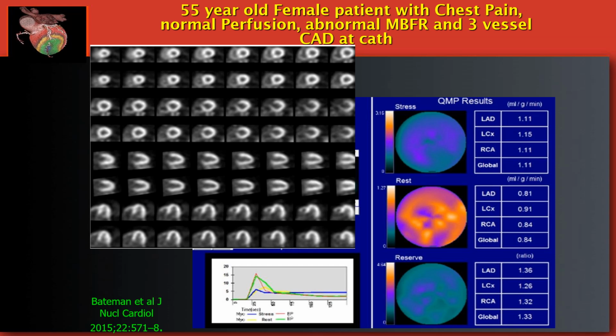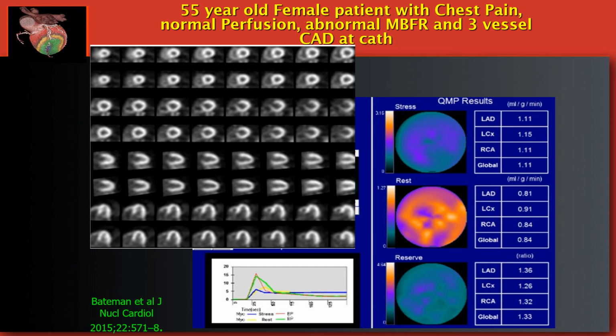You go over to the blood flow here, and the stress blood flow reserve numbers are reduced across the board. Even though their time activity curve looks good, they had a good bolus, good arrival of the radiopharmaceutical with accumulation in the myocardium. When you go to the reserve, all these numbers are really low. They're in the high risk category because they're just barely above 1.2.